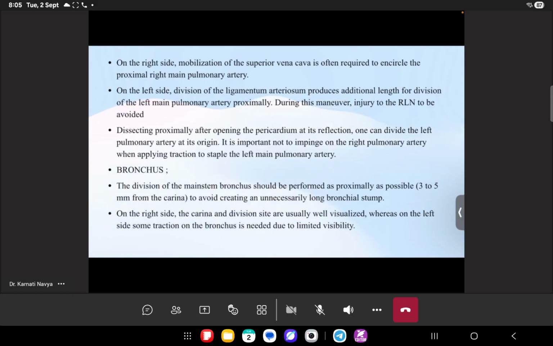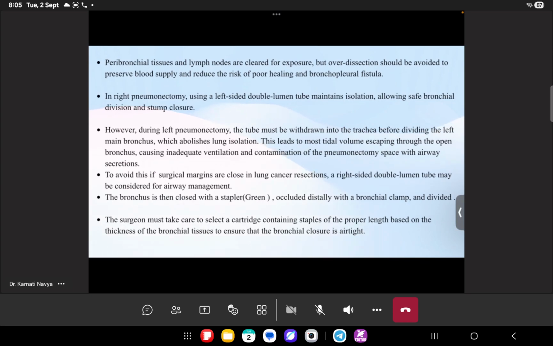On the right side, the carina and division site are usually well visualized, whereas on the left side, some traction on the bronchus is usually needed due to limited visibility. Peribronchial tissues and lymph nodes are cleared for exposure, but over-dissection should be avoided to preserve the blood supply and to reduce the risk of poor healing and bronchopleural fistula.